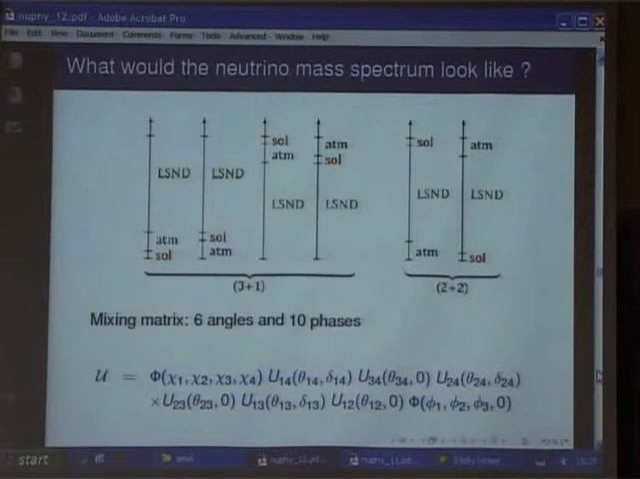Once you put in this extra neutrino, what will the neutrino masses look like? Remember, earlier we had these two hierarchies, normal and inverted, because we did not know how to put in the solar, atmospheric and LSND. Sorry, solar and atmospheric. Now that we have put in LSND, we have many more combinations. You will see here that atmospheric, solar and LSND can be put one over the other in many different ways.